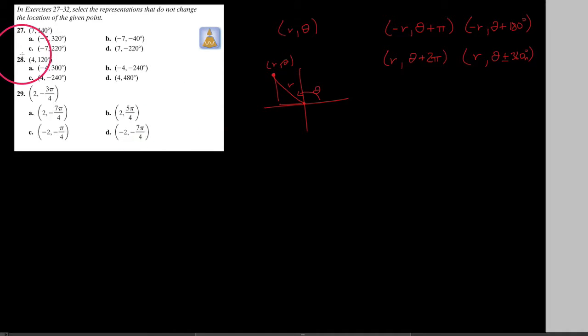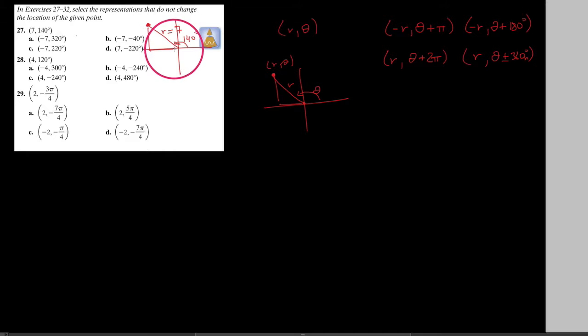So that being said, number 27 here just says select the representations that do not change the location of the given point. I'm going to start by sketching the original point, which is 7 units from the origin in a 140 degree direction. I can imagine 135 is at a 45 with the x-axis over here, so the 140 degree direction is right here, and my r value in this case is 7.